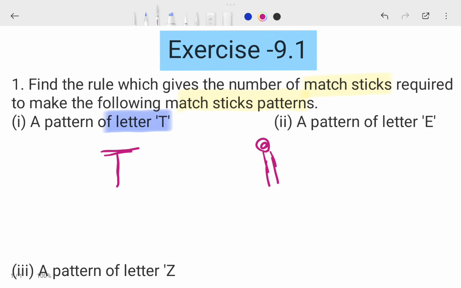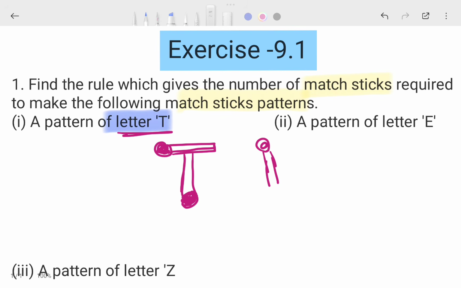Let me explain how two matchsticks. Let's suppose this is one matchstick, like that, and another matchstick we need like that. Only these two matchsticks we need for making the pattern letter T. This is 1, this is 2. We need only two matchsticks.